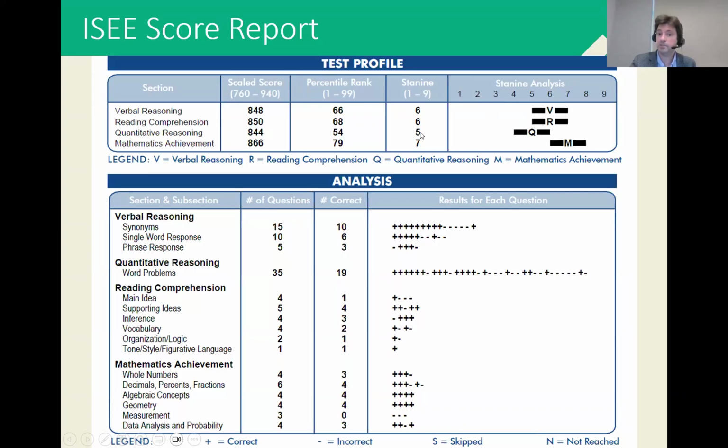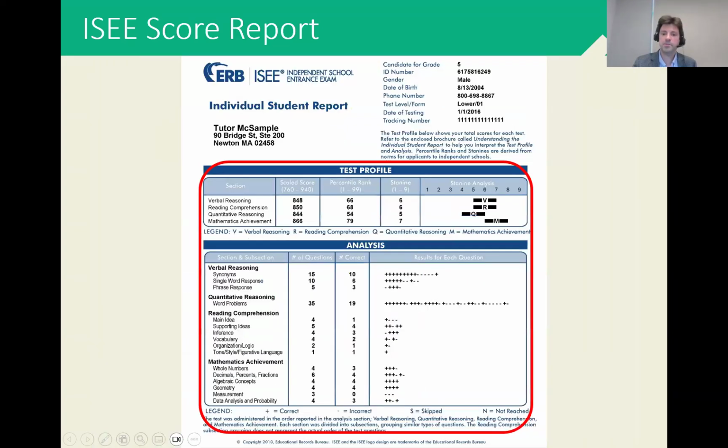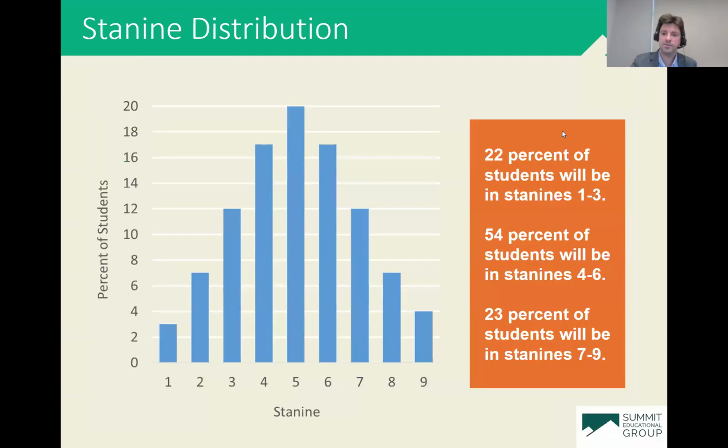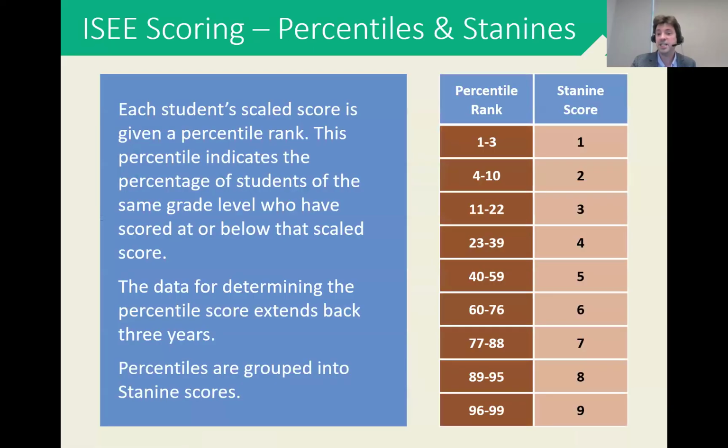Same thing on the math. That math Stanine was a 5. On any given day, it could have been a 4, it could have been a 6. And just to give you a feel, back to that bell curve, a Stanine of 5 could be a Stanine of 4. It could also be a Stanine of 6. And we look at the percentages that are covered by that 4, 5, and 6. You can see it ranges from the 23rd percentile to the 76th percentile.